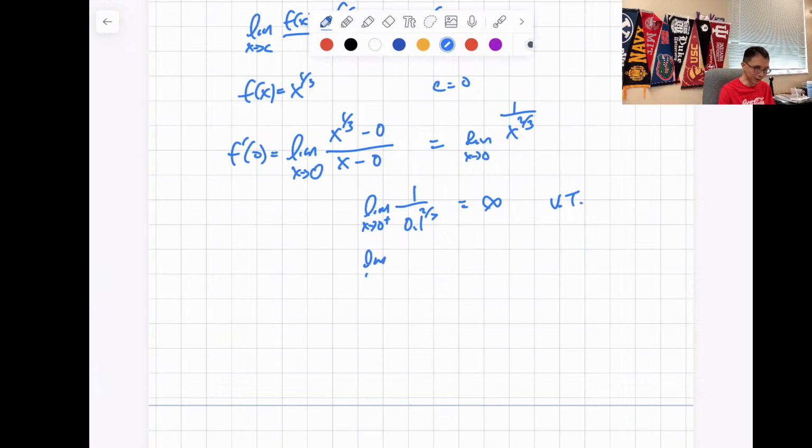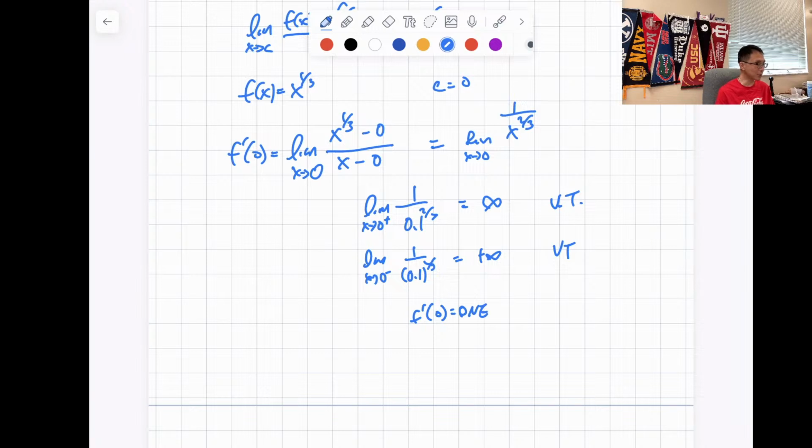And the limit as x approaches 0 from the negative side, it's still going to be 1 over 0 to the 2/3, and it's still going to be infinity. That's still a vertical tangent, still does not exist. So f prime of 0 does not exist because it reached infinity. Infinity in this case, we're going to say does not exist. It's not differentiable. So a vertical tangent can represent that.